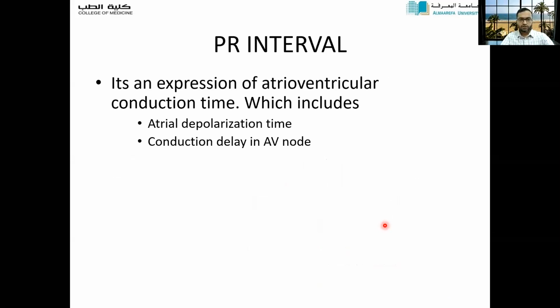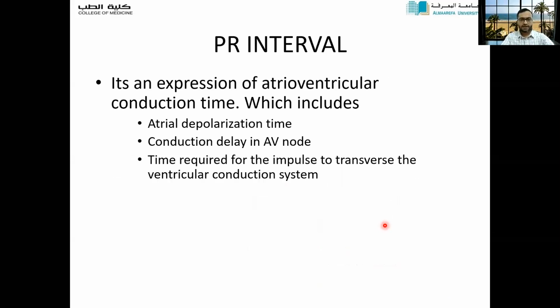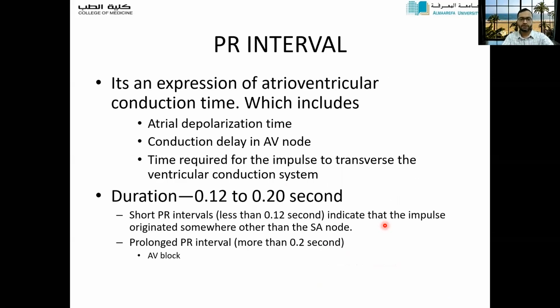So the PR interval shows you atrial depolarization plus delay at the AV node, and in other words, you can say the time taken for the impulse to travel from the SA node to the ventricle through the atrium and AV junction. Normal duration of the PR interval is 0.12 to 0.2 seconds. That is, you can say 3 to 5 small squares.